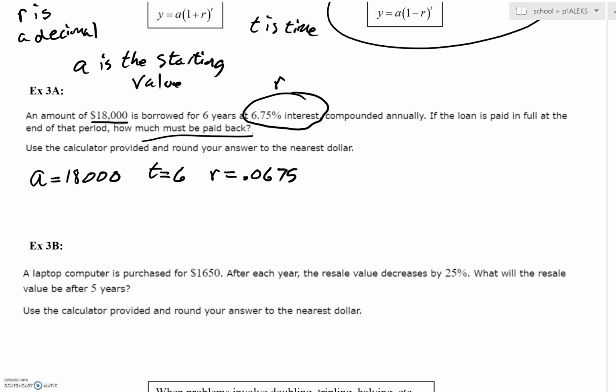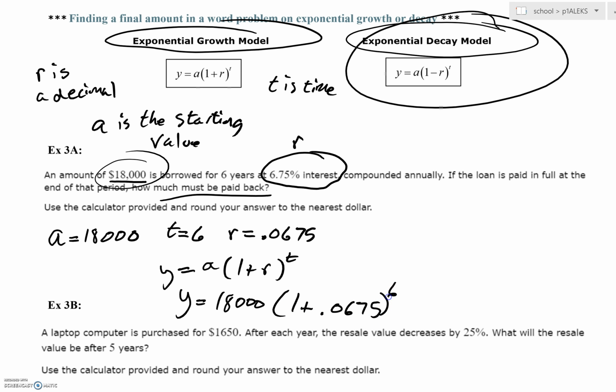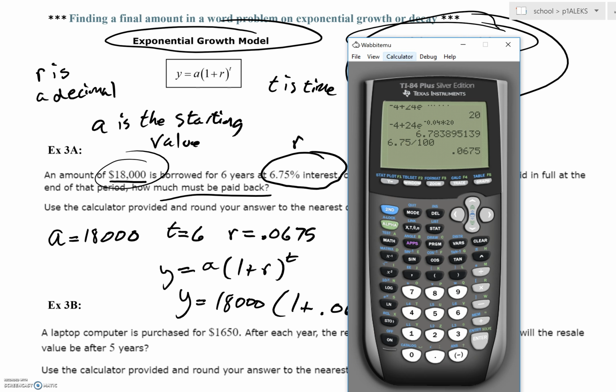Well, you know that this amount of money grows. When you're accumulating interest, this is a growth model. So we're going to have y is equal to a, 1 plus r up to the t. So this is y equals 18,000, pardon me, 1 plus 0.0675. And we're raising that up to the 6th power.